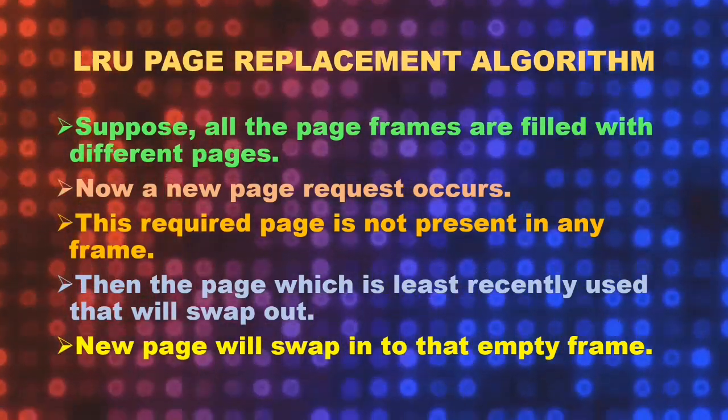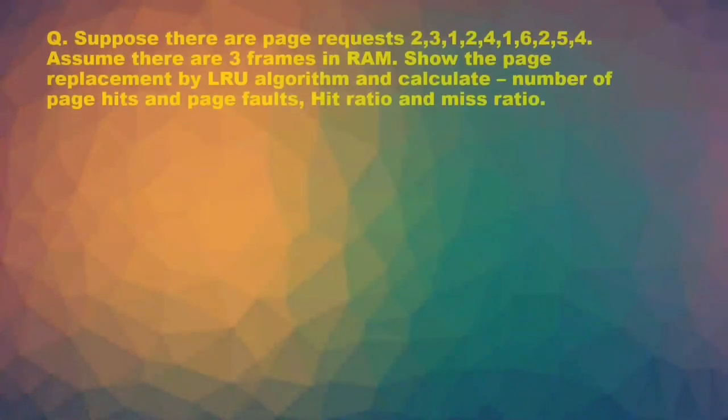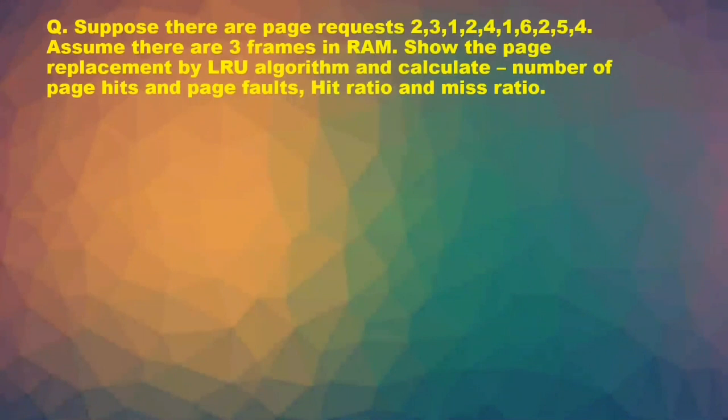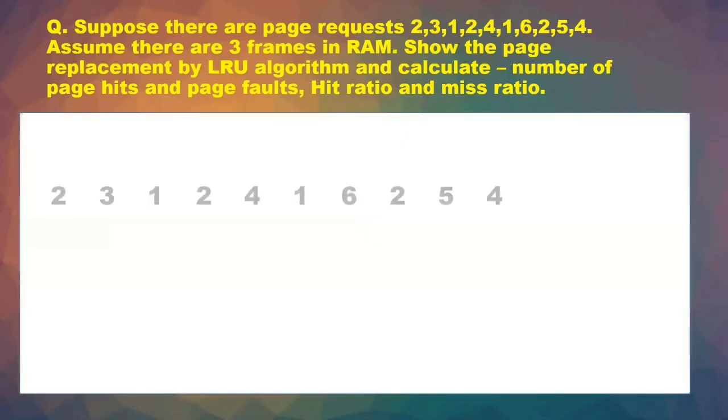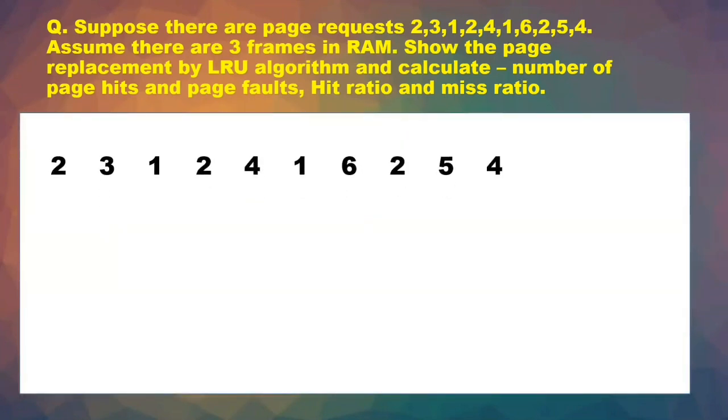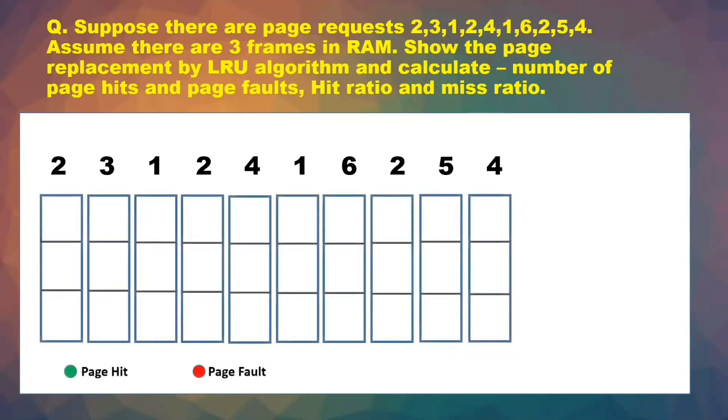Now let's take an example like the previous one. Suppose there are page requests 2, 3, 1, 2, 4, 1, 6, 2, 5, 4. Assume there are 3 frames in RAM. Show the page replacement by LRU algorithm and calculate number of page hits and page faults, hit ratio and miss ratio. So this is like the previous one, but here we have to solve it by LRU page replacement algorithm. So let's see how we can solve this. These are our page requests. Here RAM contains 3 frames.